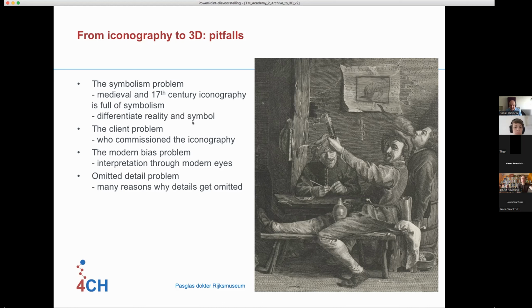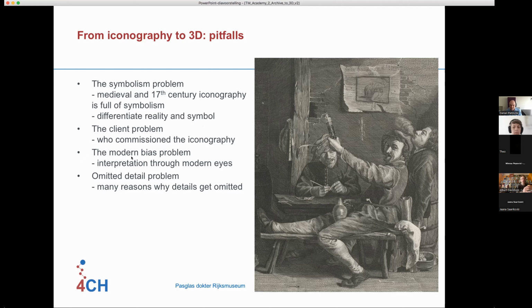Another problem is what I call the client problem. Who commissioned the iconography? There is always a reason if, for example, a city or a building or whatever is commissioned, is made, that in fact, there is a reason behind that making. There is a reason behind the existence of that iconography. And we'll come immediately to that problem.